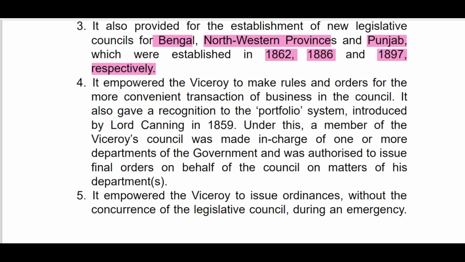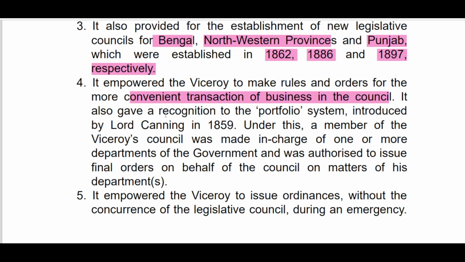The fourth one is that it empowered the viceroy to make rules and orders for the more convenient transaction of business in the council. So it was the responsibility of the viceroy to make the rules and to make the orders so that there is a convenient transaction of business in the council.